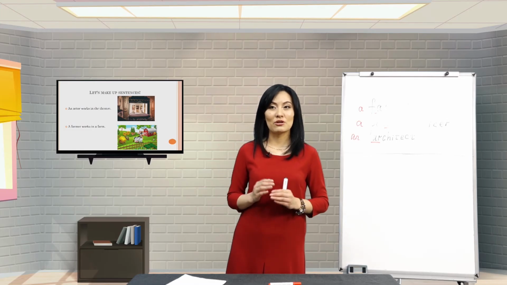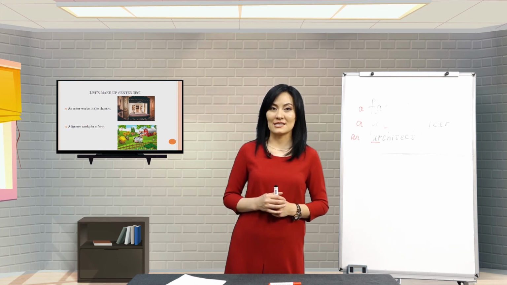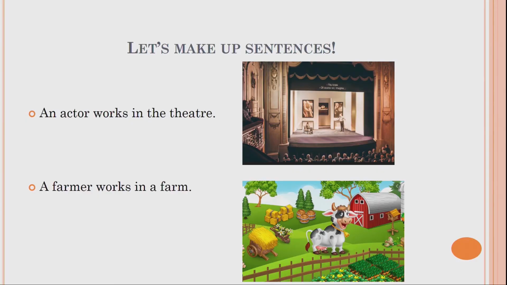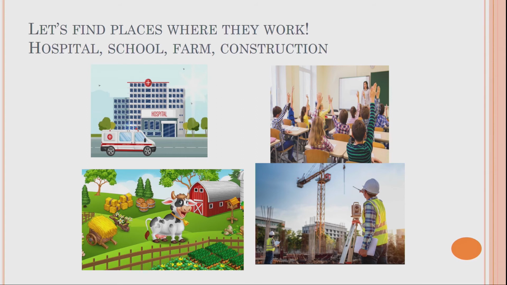Now, looking at the pictures of places, try to make up your sentences. Let's make one sentence together. An actor works in the theater. A farmer works on a farm. Right. Okay. Please make up a sentence with the word hospital. Yes, doctors work in a hospital. What about school? Who works at school? Right, teachers. Teachers work at school.